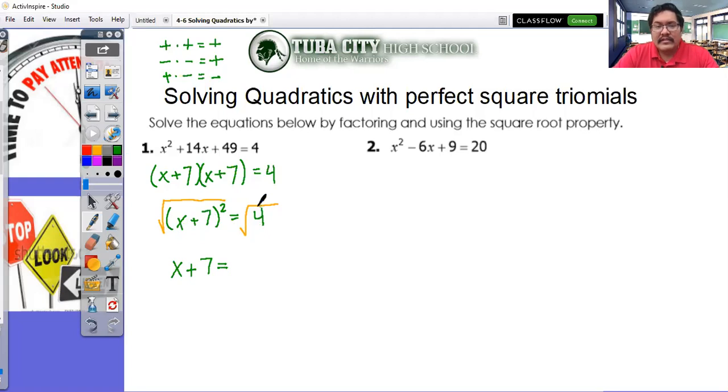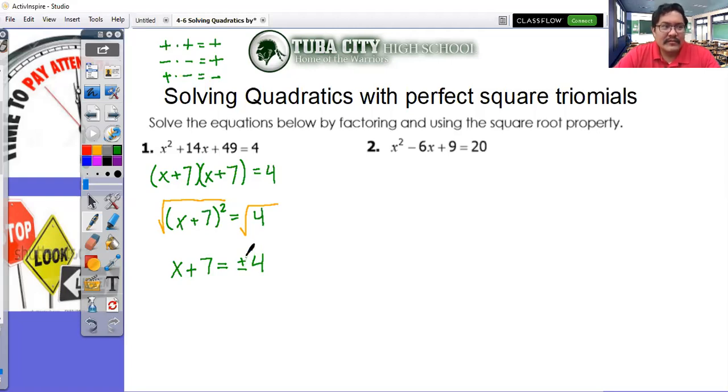Now, anytime you take the square root of something on the other side, you have to consider 2 possibilities. The positive or the plus and the negative or the minus. So you put this plus and minus sign here to show that there's two possibilities.